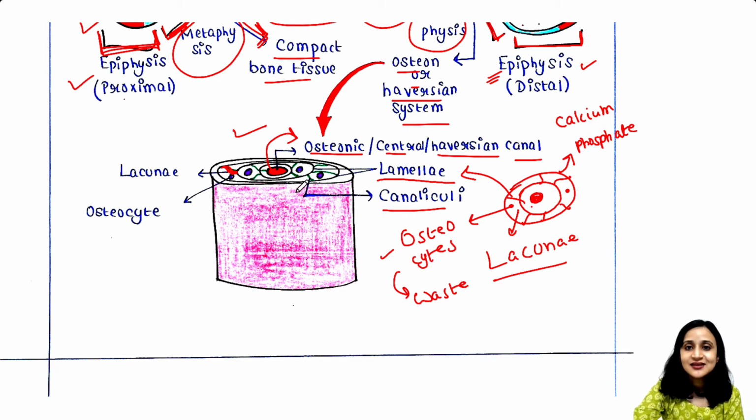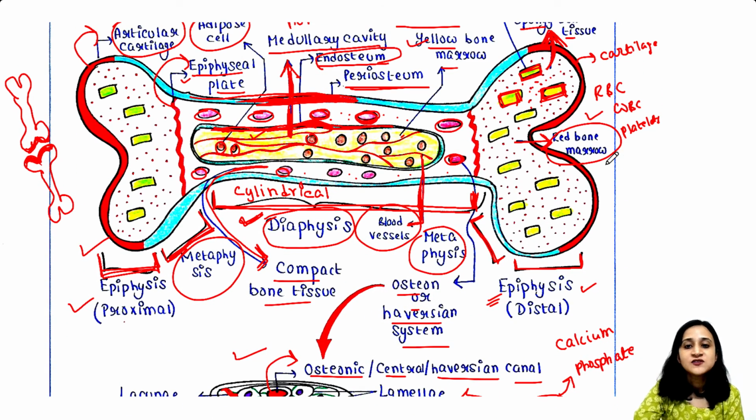So this is the osteon or Haversian system. This total system is called osteon or Haversian system, and number of such osteon or Haversian systems are present in the compact bone tissue.